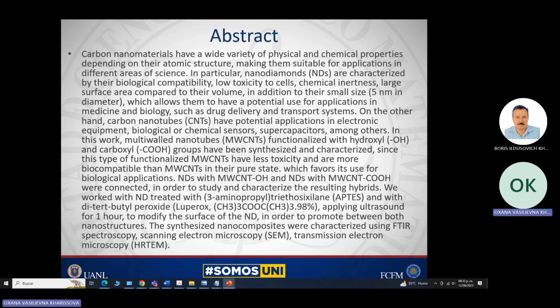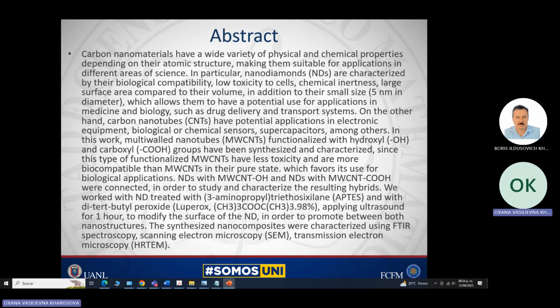In this work, multi-wall carbon nanotubes functionalized with hydroxyl and carboxyl groups have been synthesized and characterized. With this type of functionalization, multi-wall carbon nanotubes have less toxicity and are more biocompatible than multi-wall carbon nanotubes in their pure state, which is why they are used for biological application. Nanodiamond and multi-wall carbon nanotubes with hydroxyl and carboxyl groups were connected in order to study and characterize the resultant composite.